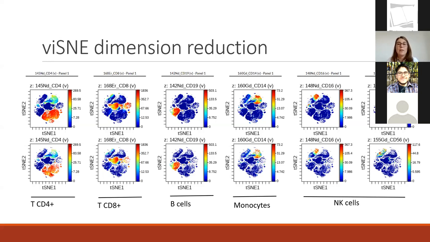of specific markers. So what I've done here, if you see, the first row is sample one, and the second row is sample two, right? For every column, I show one specific marker, for example, CD4 in the first column. And every single dot, again, is a single cell. If you see the colors, if it's more red, it means a higher expression of that marker.